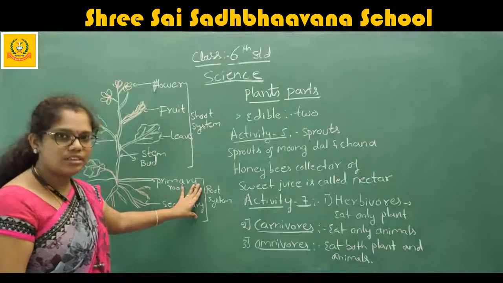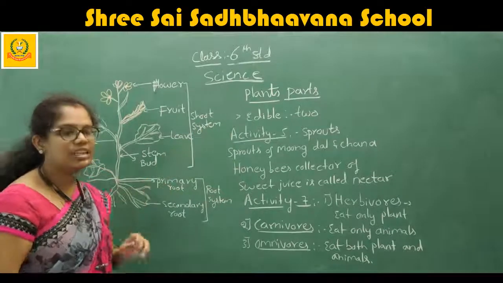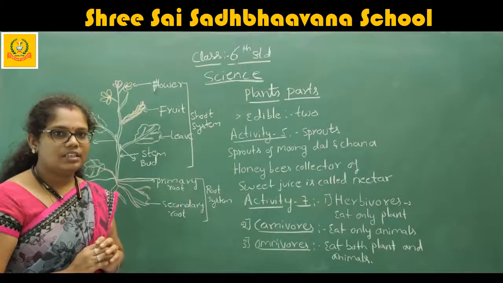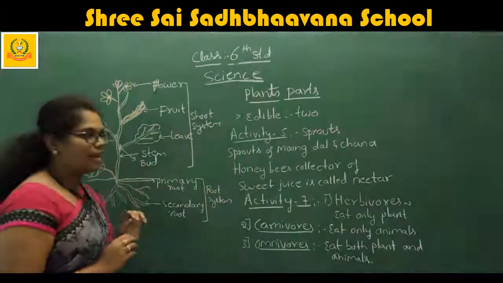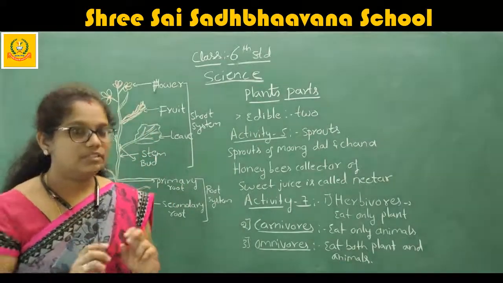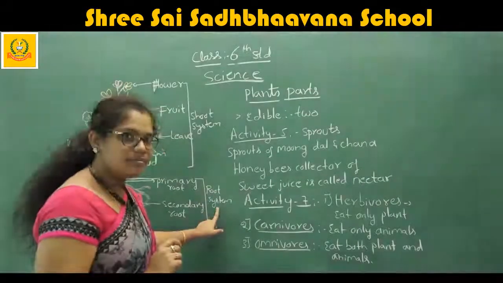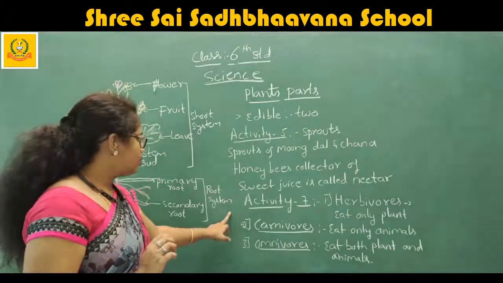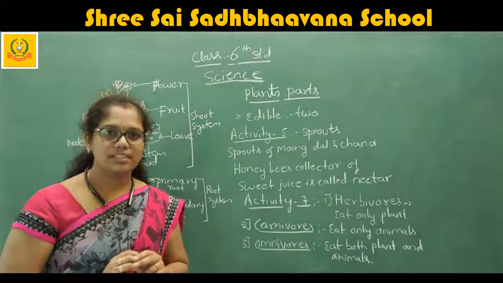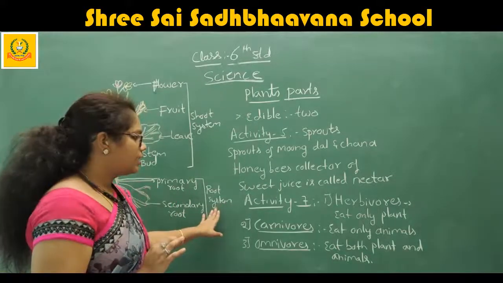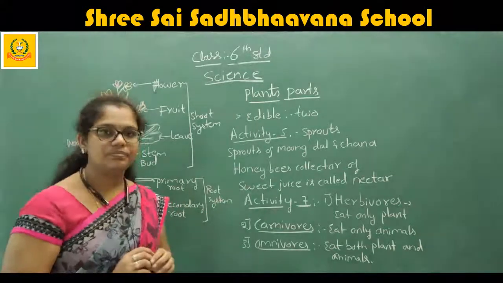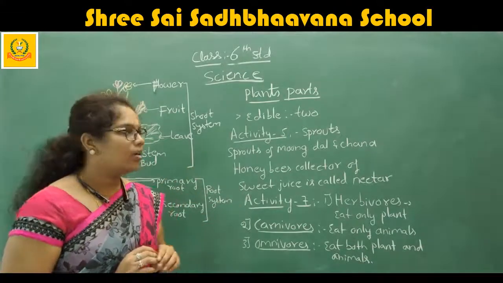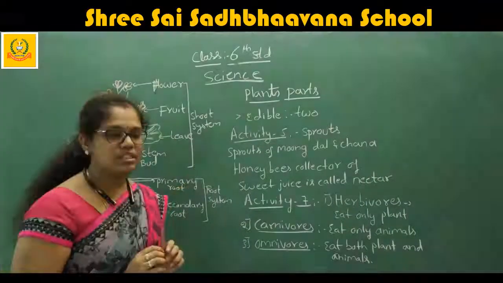After knowing the root system, now we are going to study the shoot system. In the explanation of the plant, there are two types of system: one is the root system and the other is the shoot system. We have already completed the root system. Now we are going to discuss the shoot system.